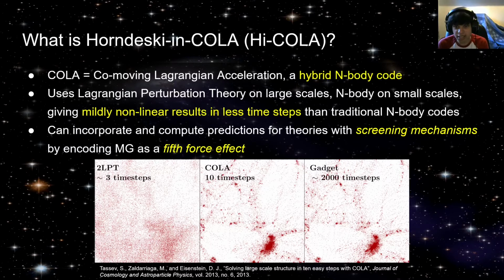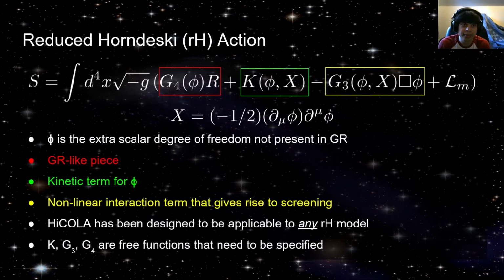Here I've taken a figure from the paper that first introduced COLA, and you can see here that COLA produces a result that looks remarkably like Gadget, a traditional n-body code, in far fewer time steps. So this is representative of the kind of speed up we can get by using a COLA approach.